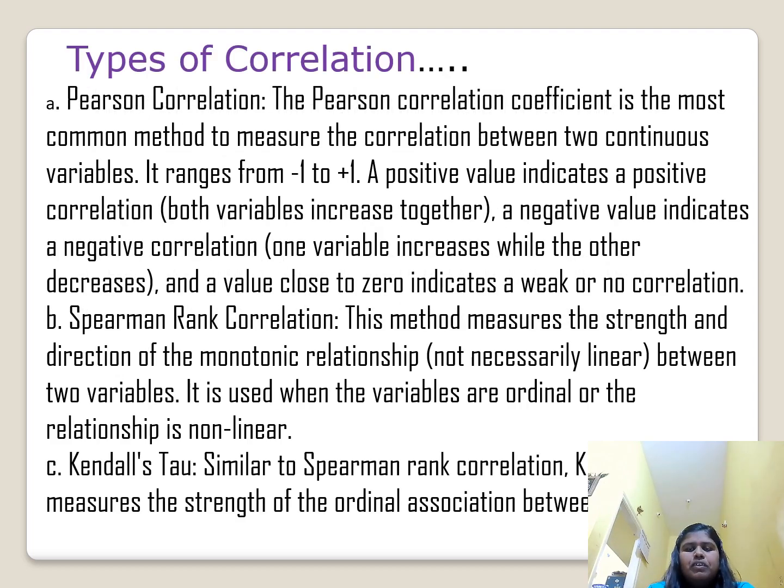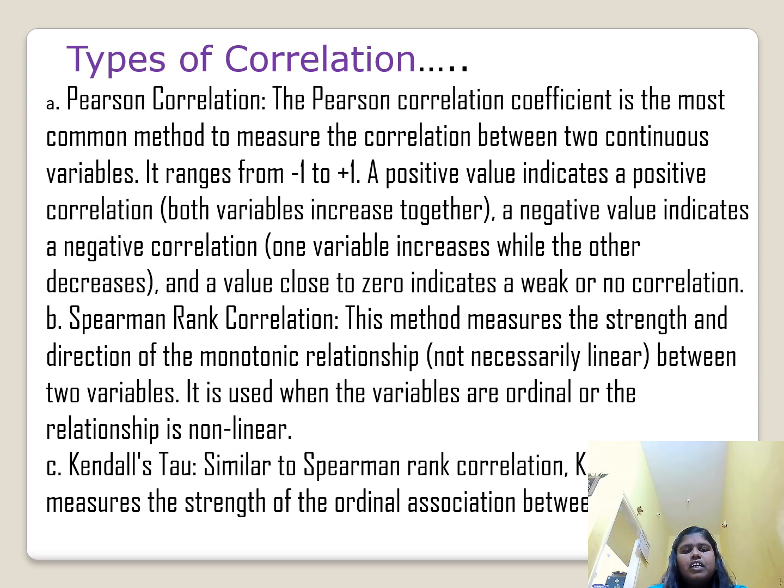Pearson correlation. The Pearson correlation coefficient is the most common method to measure the correlation between two continuous variables. It ranges from -1 to 1. A positive value indicates a positive correlation: both variables increase together. A negative value indicates a negative correlation: one variable increases while the other decreases. A value close to 0 indicates a weak or no correlation.